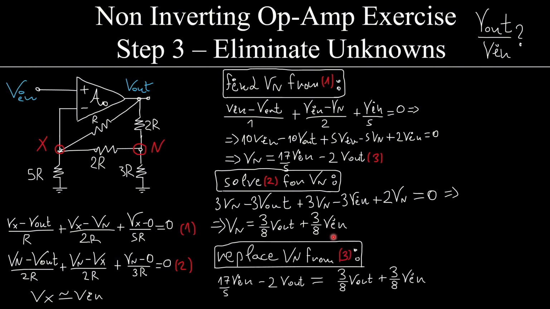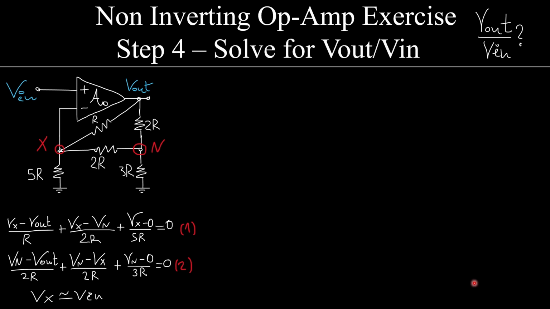Now, nothing very complex. Just replace this Vn with this Vn. Let's say this thing is equal to this, all right? This thing is equal to this. And now I'm ready to go to step number 4. You see, in my final equation over here, I don't have any Vn or Vx or things like that, all right? I have only Vout over Vin. And as you guessed it, in step number 4, we solve for Vout over Vin, what we want, the closed loop gain.